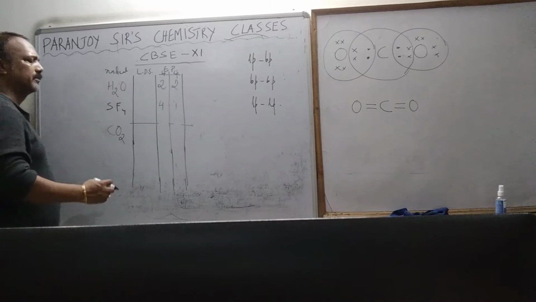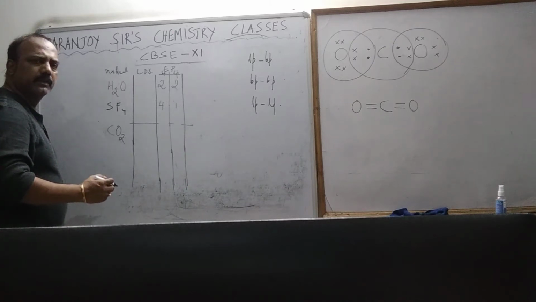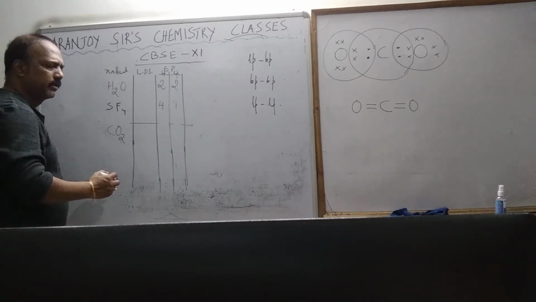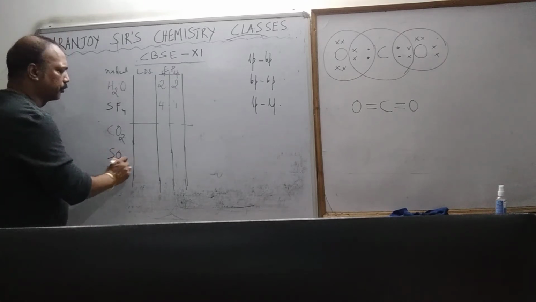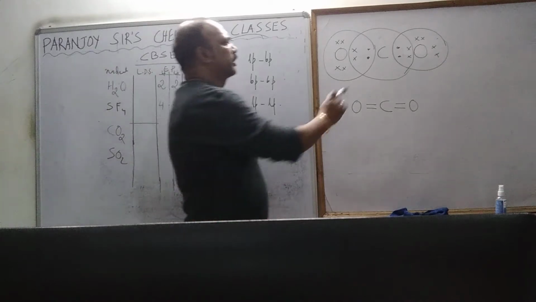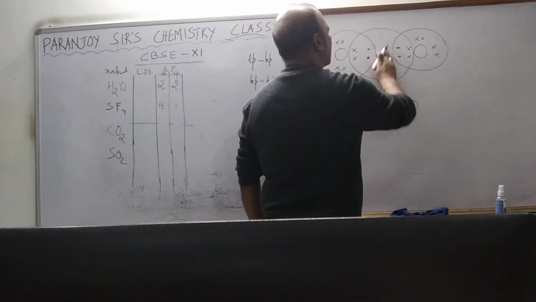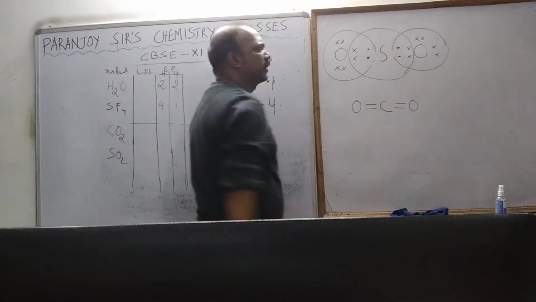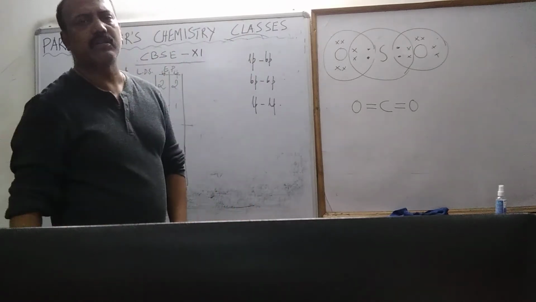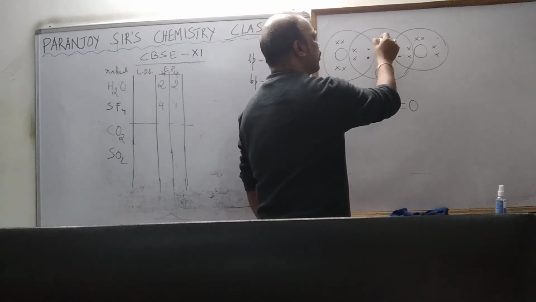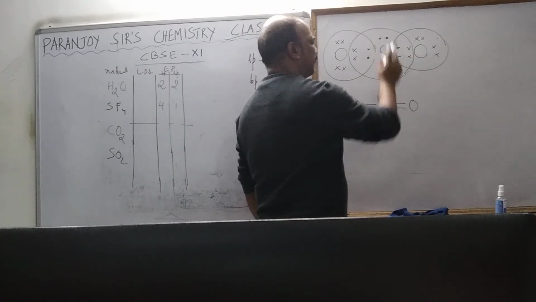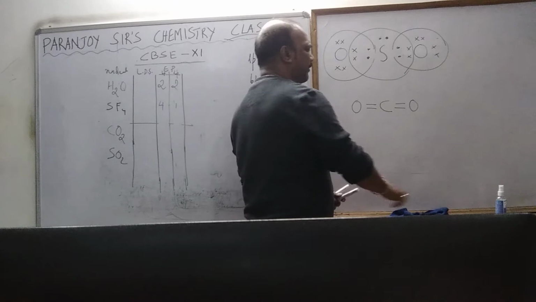Next one was what? Yes, SO2. Okay, chalo. Do it, SO2. So this is S only, right? Now S has got how many electrons in its valence shell? S has got 6 electrons in its valence shell. So here 1, 2, 3, 4 and 5, 6. Okay, that's the difference. The difference is that only.